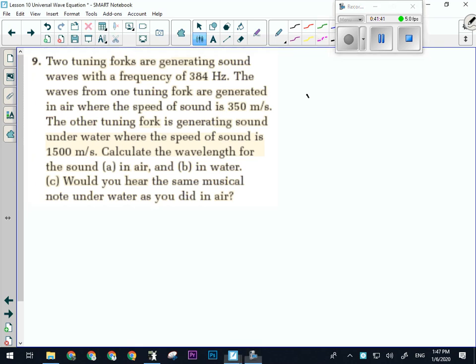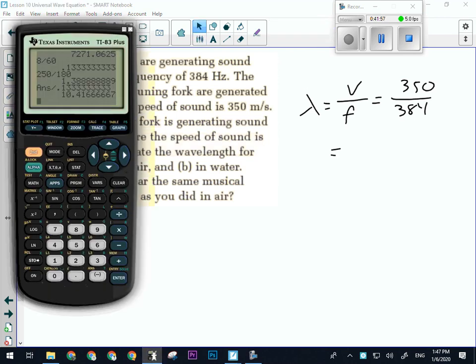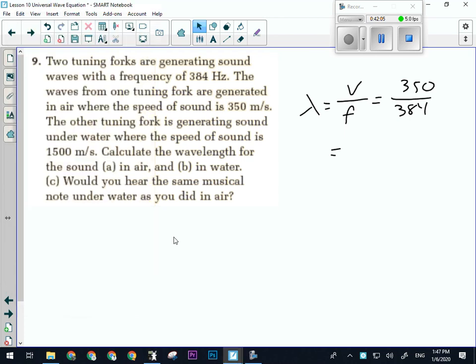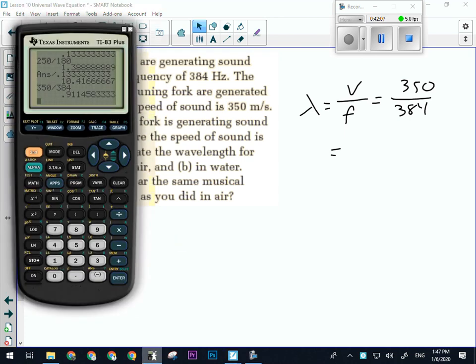So all we have to do is calculate wavelength. Wavelength will equal V over F. For air, that's going to be 350 meters per second divided by the frequency, which was 384. So our wavelength in air is 0.911 meters. But underwater, where our speed is 1,500 meters per second, we've got 1,500 divided by 384, and our waves are much, much longer. Everybody all right with that?